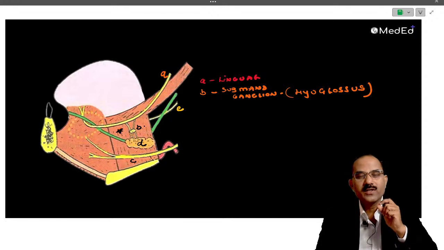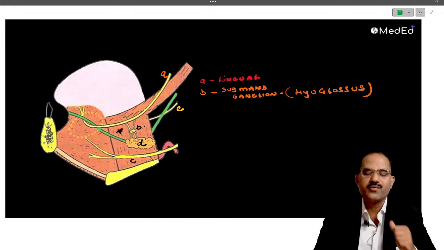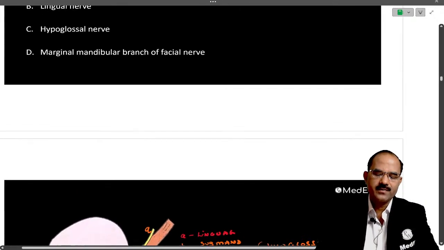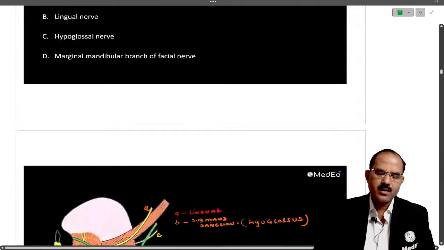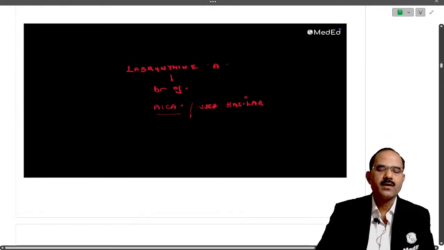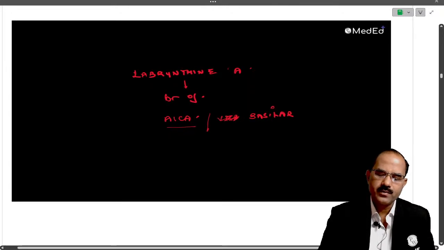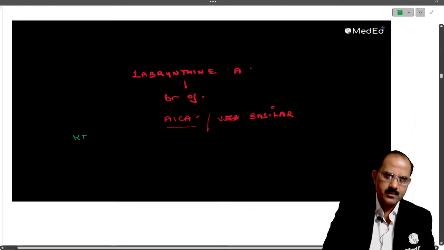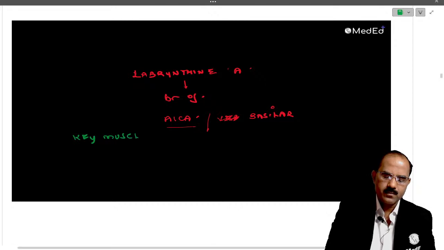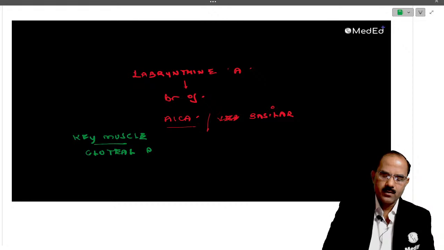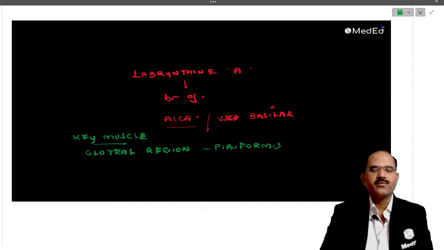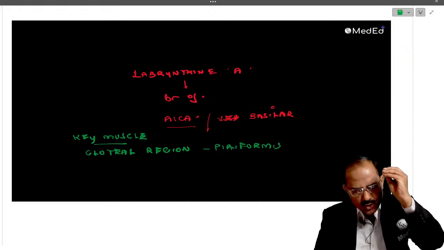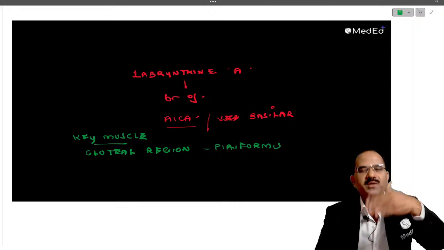Key muscle of the infratemporal fossa. You should know this. I'll just write this down for you. Key muscle of the gluteal region is piriformis, because the moment we get piriformis, we get everything in this region: the sciatic nerve, the superior gluteal nerve and vessels, and the inferior gluteal nerve and vessels.